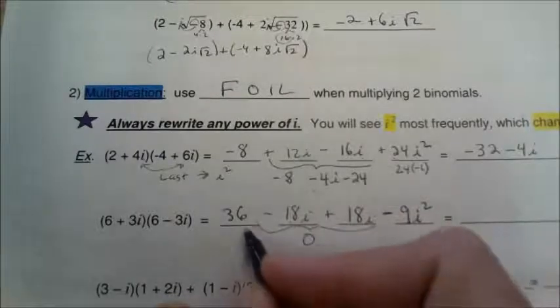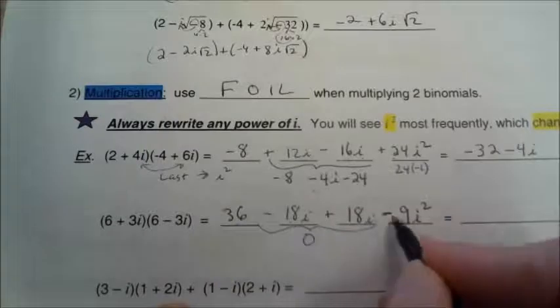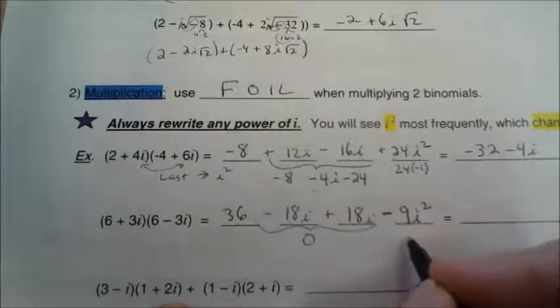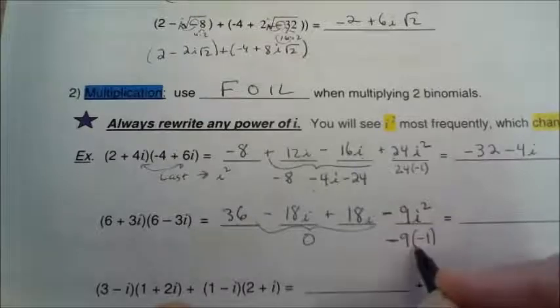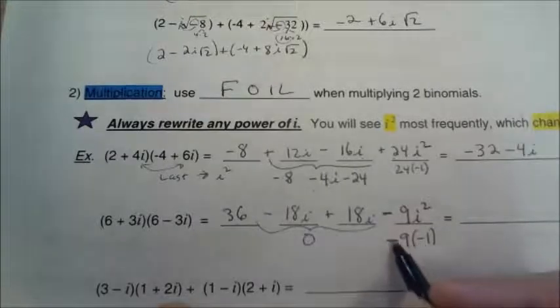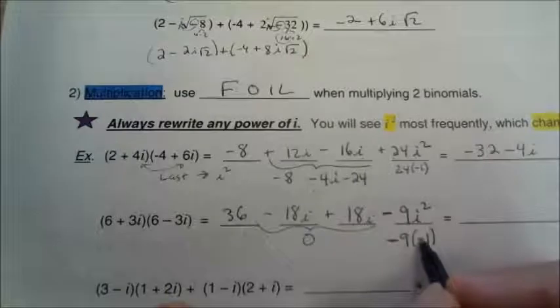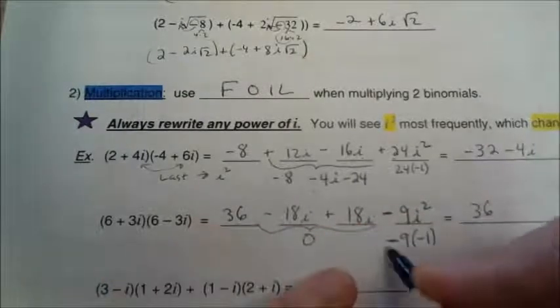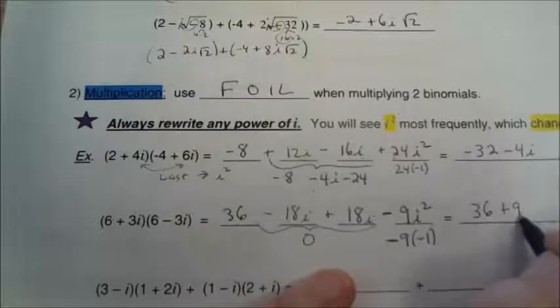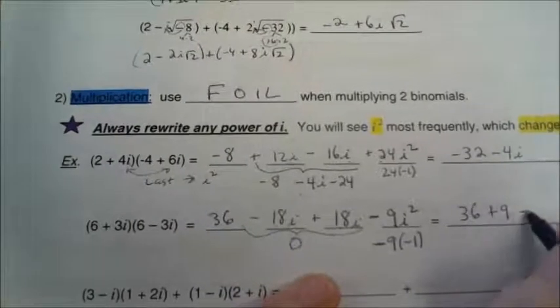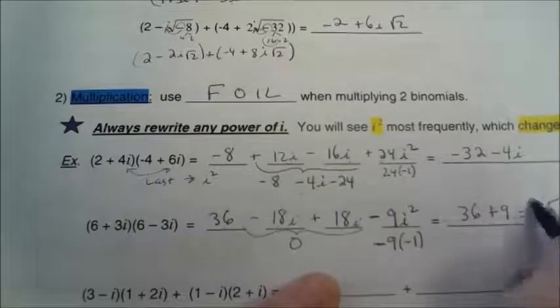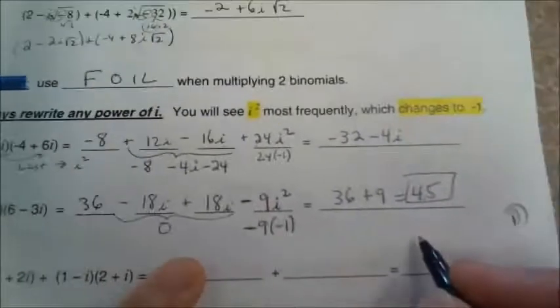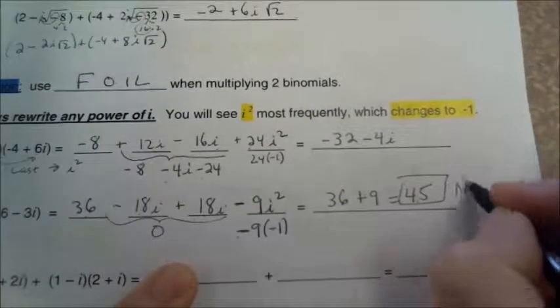So what you're left with here is 36 minus 9 times negative 1. This minus 9 times I squared, which is a negative 1, turns into negative times negative is positive. So this 36 minus a negative 9 is plus 9. 36 plus 9 is 45. So this answer is just 45. There is no imaginary part.